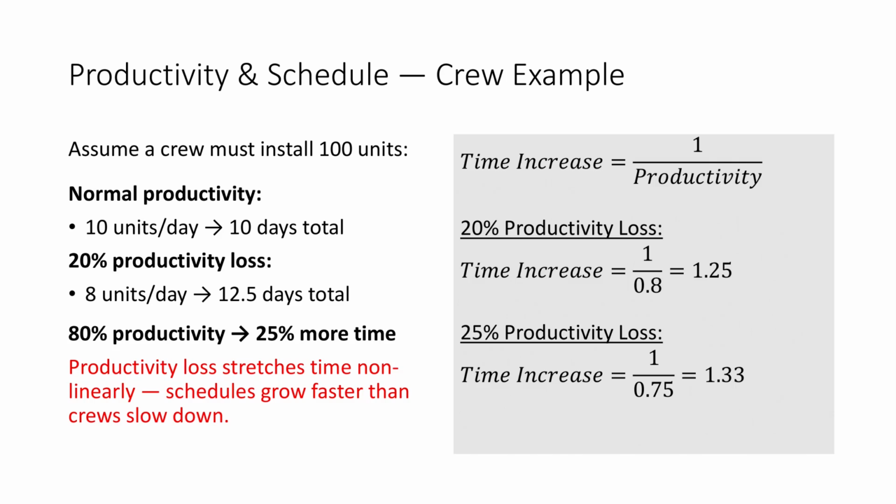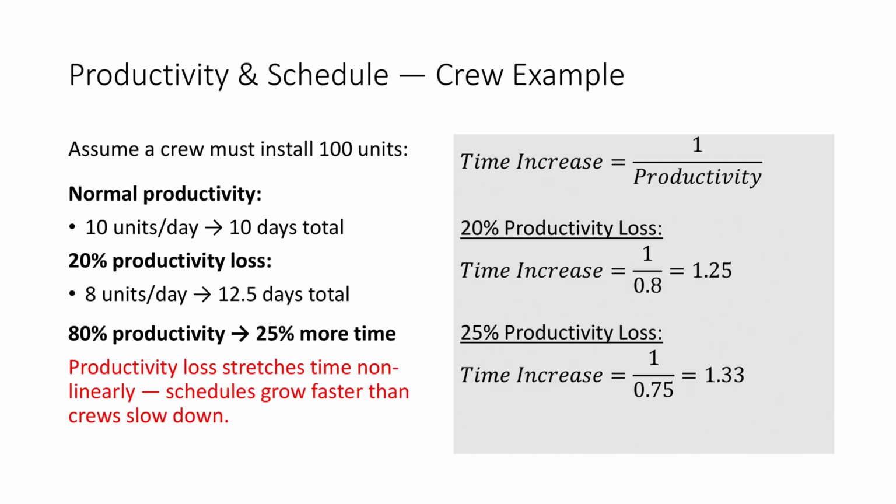If the productivity of this crew changes, so let's say instead of that 100% normal productivity, there is something impacting the productivity of the group, and it has a 20% negative impact. There is a 20% productivity loss. What it means is that instead of producing 10 units per day, you're now producing 8 units per day. The productivity has been impacted by a change in the number of units they are installing per day. But that doesn't directly impact the schedule.